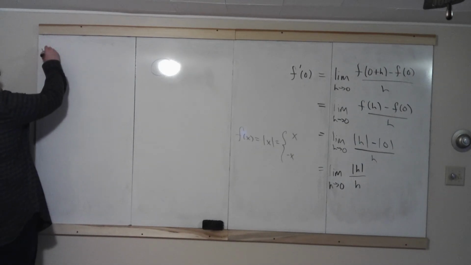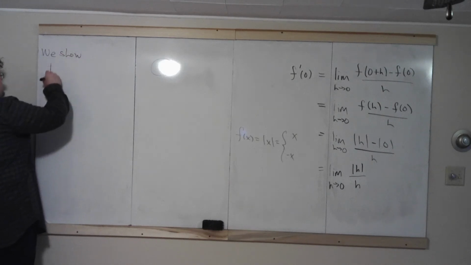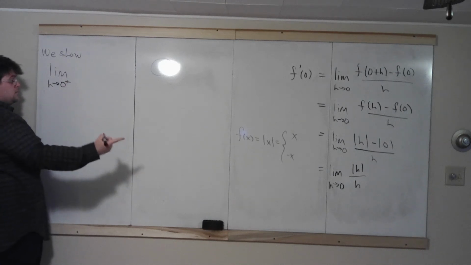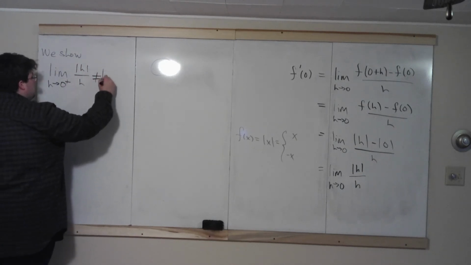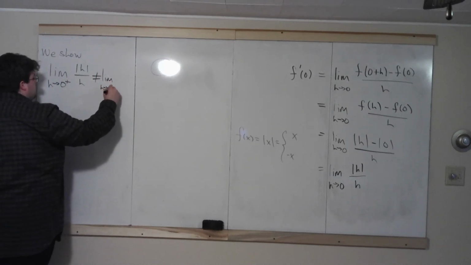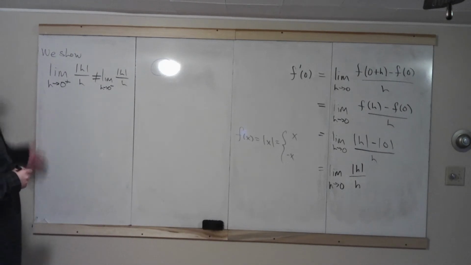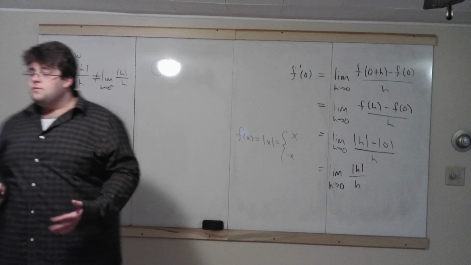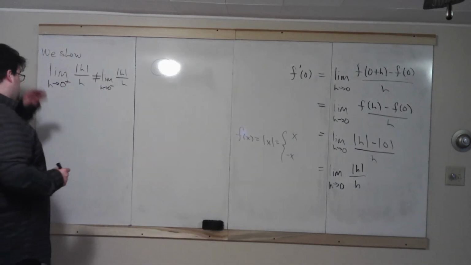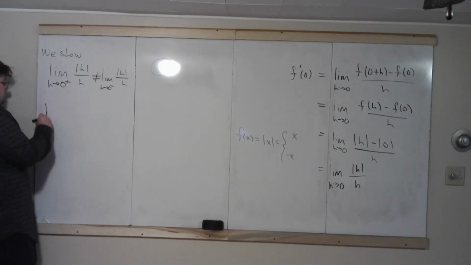So we will show that the limit as h approaches 0 from the right of that function doesn't equal the limit as h approaches 0 from the left of that. If we show that the limit as h approaches 0 from the right doesn't equal the limit as h approaches 0 from the left, then that limit doesn't exist. Well, let's show that those two limits aren't equal.